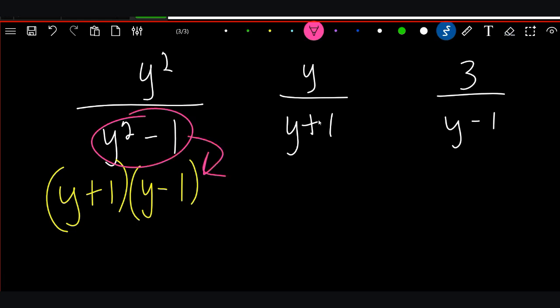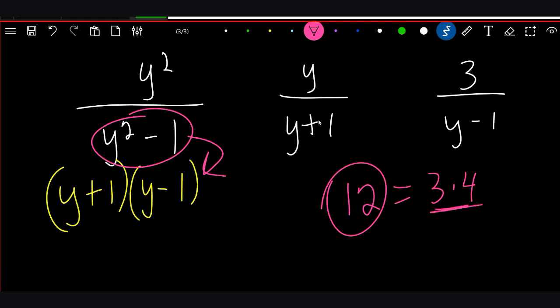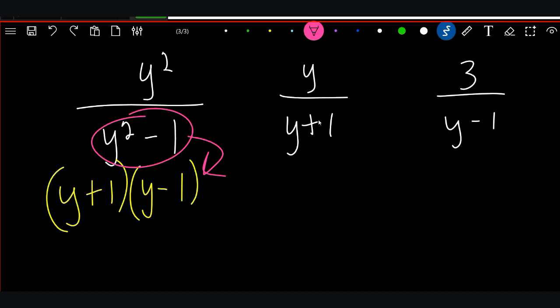It's just writing it in a different format. That's like saying 12 equals 3 times 4. It's the same thing. Look, 12 and 3 times 4, 12. So they're the same thing. So when we factor something, it means the same thing.